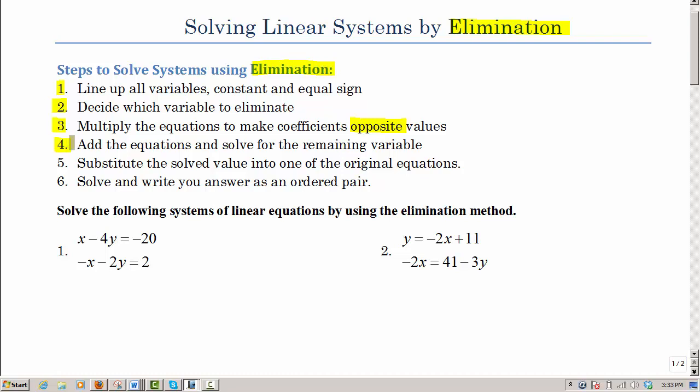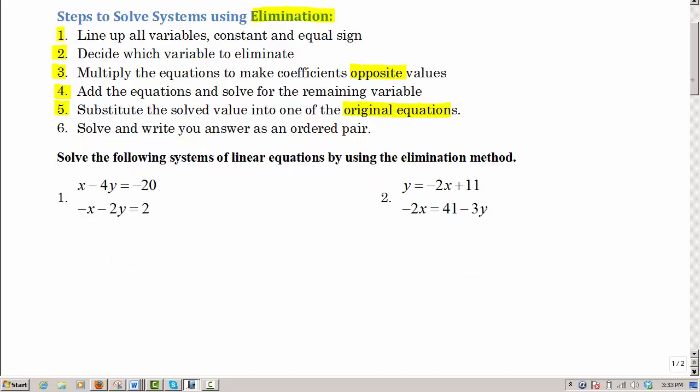So the next step, we would add the equations, which eliminates a variable, and we would solve for the remaining variable. Then we have to substitute the solved value into one of the original equations and write your answer as an ordered pair. Now I know that looks like a lot of steps, but most of your work is not going to involve all of those steps. Let's just see how it goes.